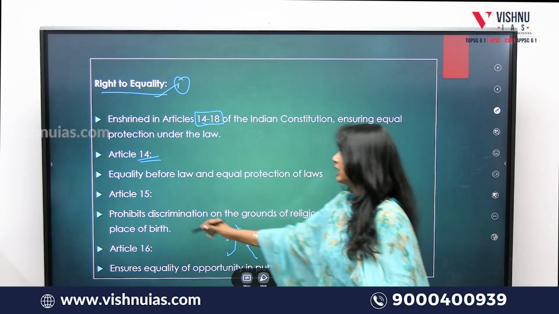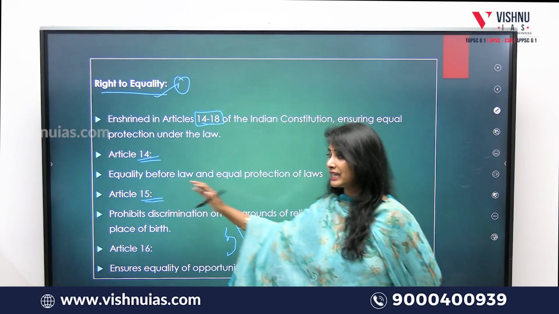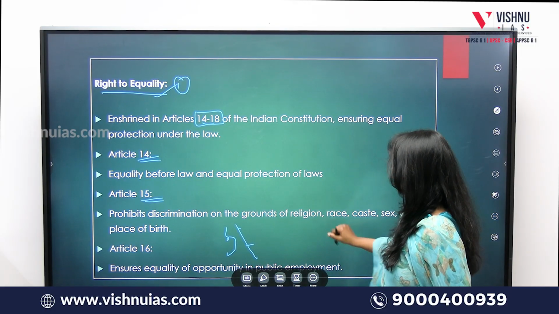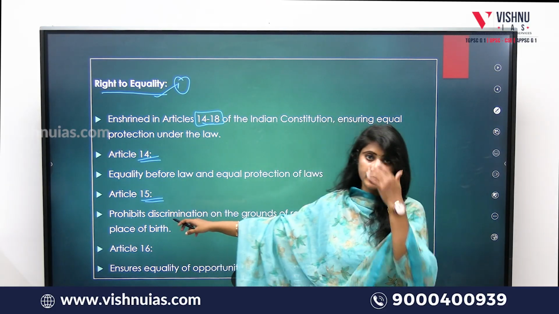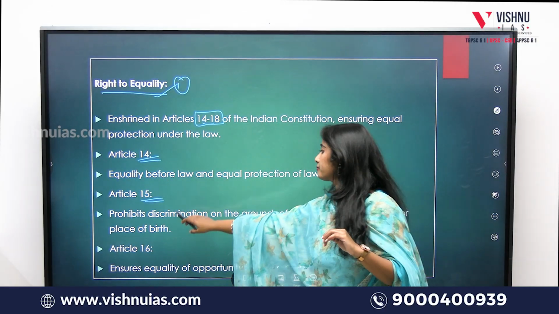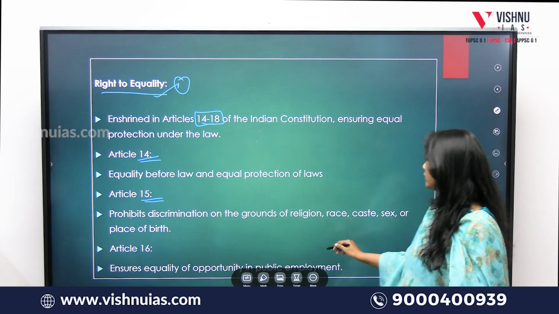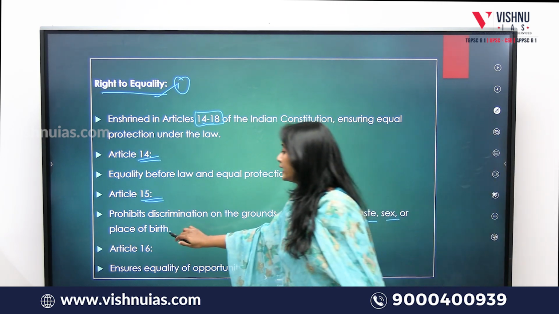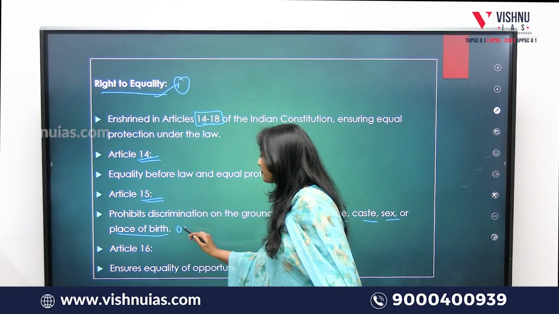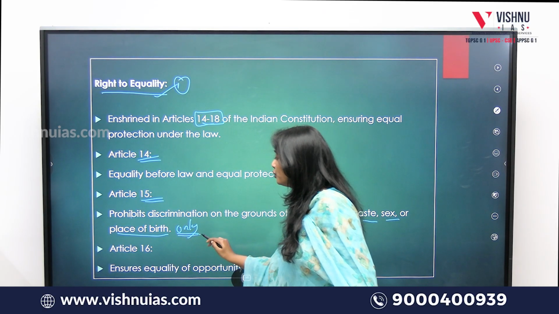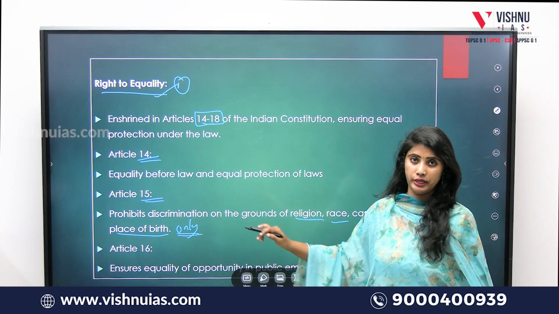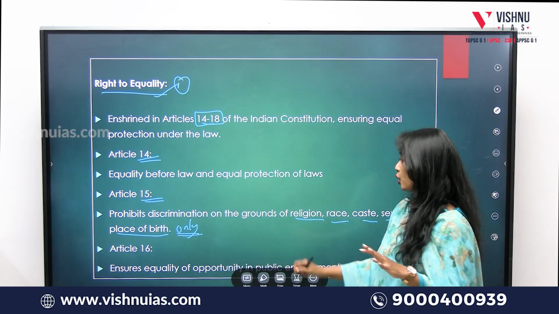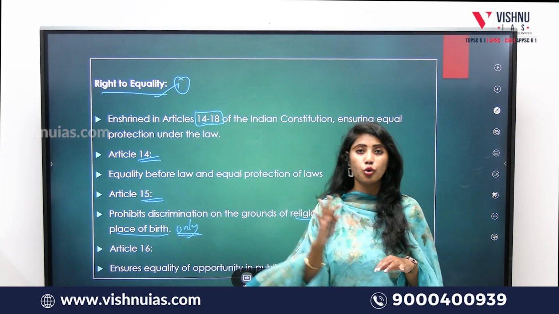Okay, next, Article 15. What does it say? Article 15 says that it will be prohibiting discrimination on the grounds of religion, race, caste, sex or place of birth only. You have to underline the term only over here. A person should not be discriminated based on these principles only.